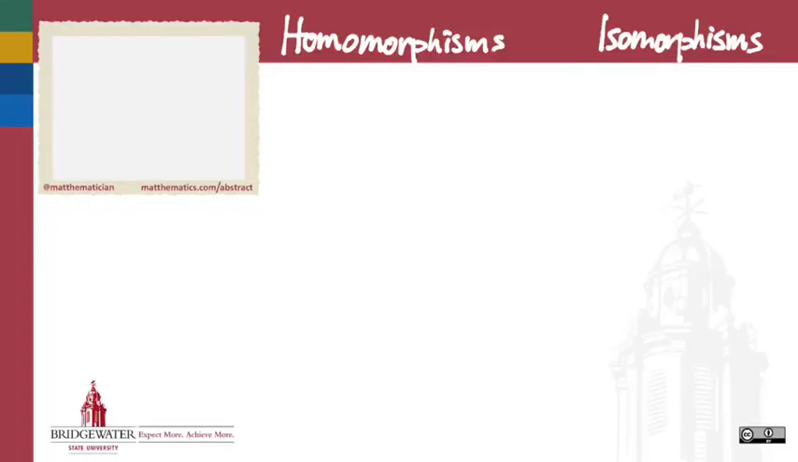Isomorphisms are nothing more than a specific type of homomorphism. So we learned about isomorphisms first, right? And now we're learning about homomorphisms, which are more general. But what's the difference? What did we say last time is the difference between a homomorphism and an isomorphism?